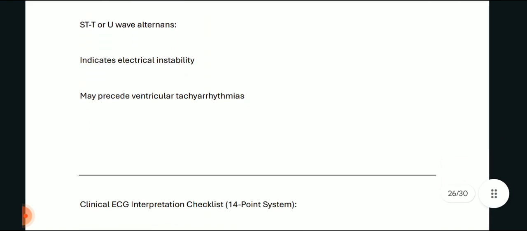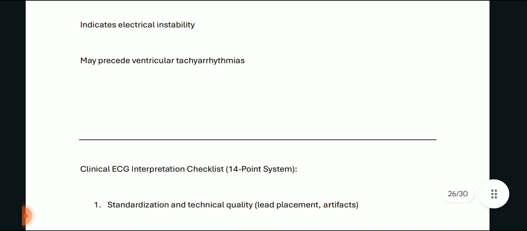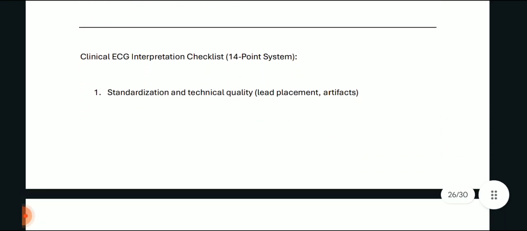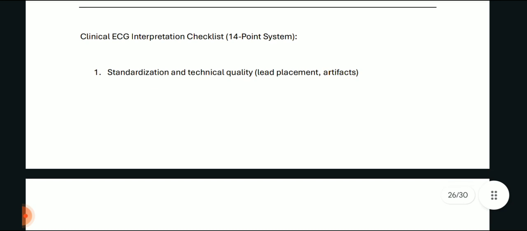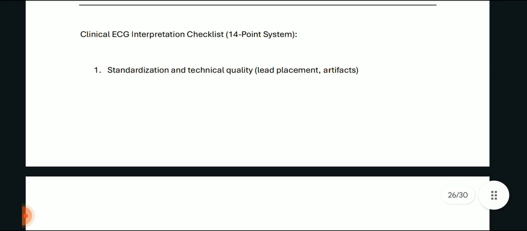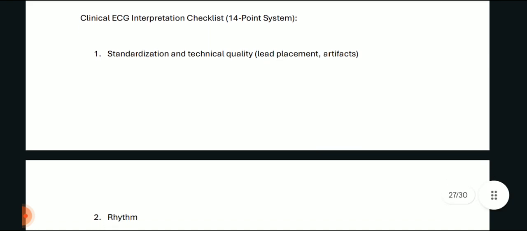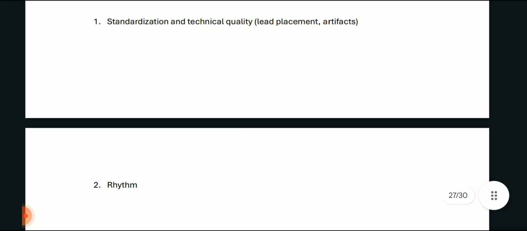STT or U wave alternans indicates electrical instability and may precede ventricular tachyarrhythmias. Now this was all about the basics of ECG, the paper speed, the abnormalities of ECG, and the disease specific abnormalities of ECG. Now we come to the clinical ECG interpretation. There is a 14-point system.